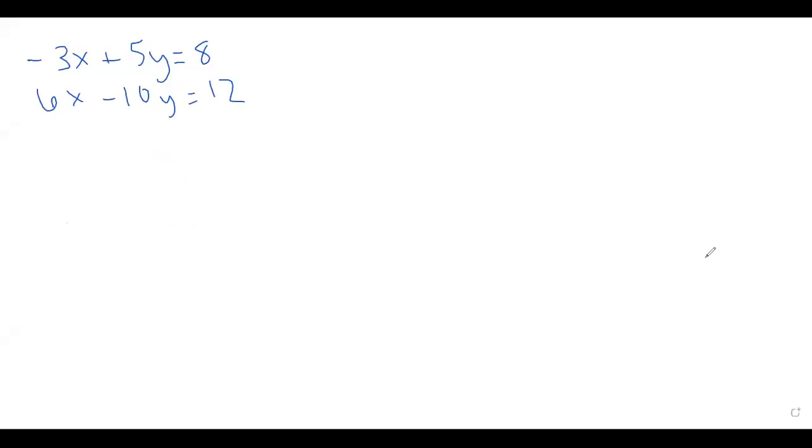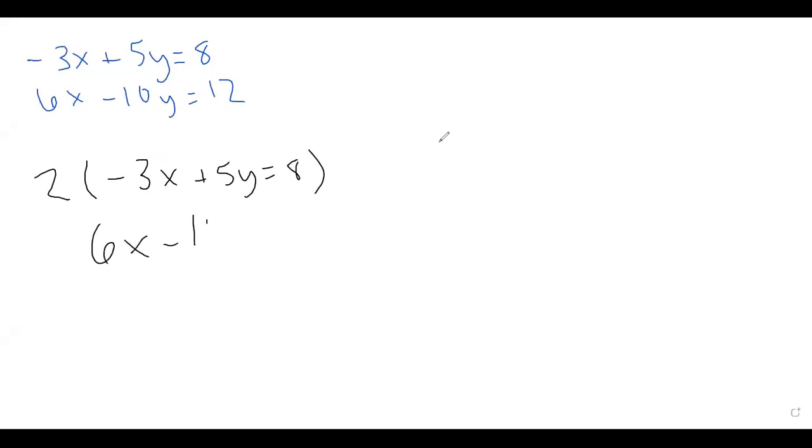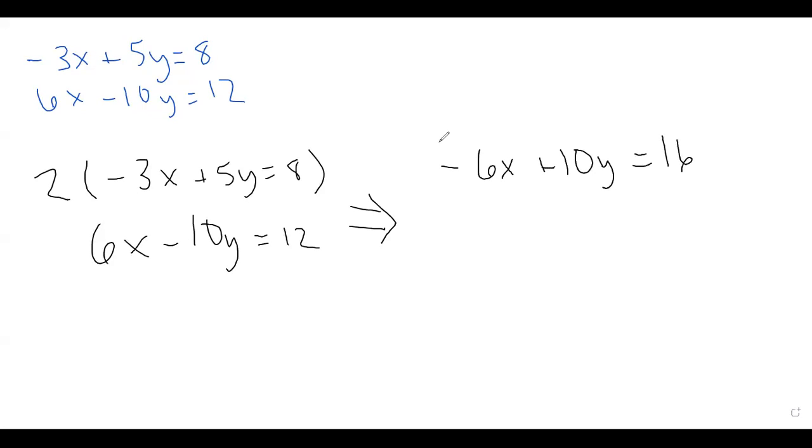If I use this, I am going to actually try elimination again. I'm going to do 2 times the top, so 2 times negative 3x plus 5y equals 8. And I'm just going to add it to the original 6x minus 10y equals 12. So doing this, I'd get negative 6x plus 10y equals 16. And on the bottom, I have 6x minus 10y equals 12.